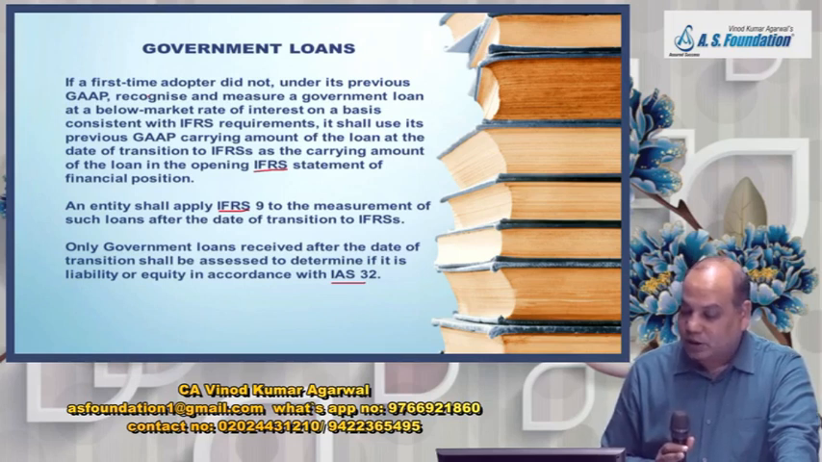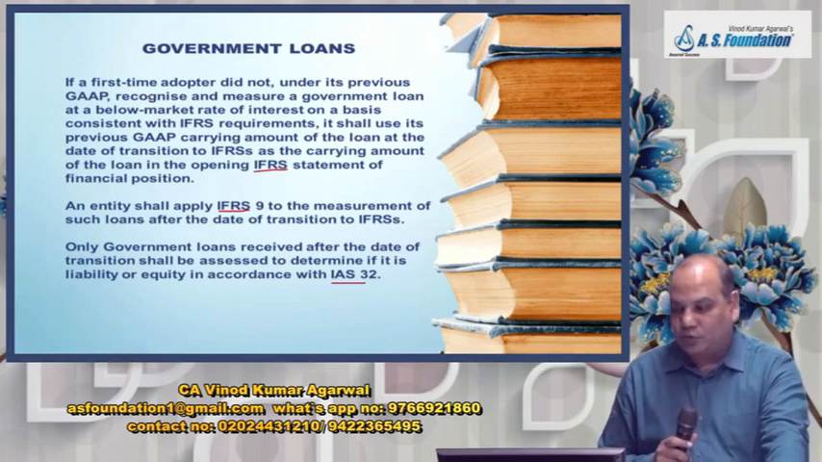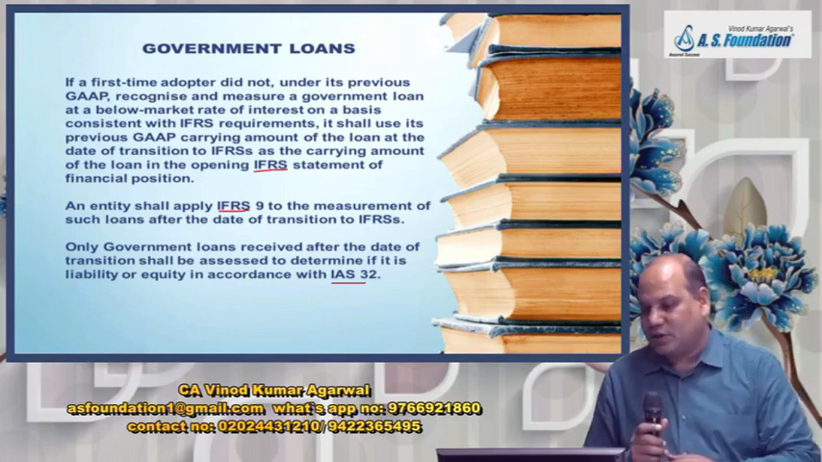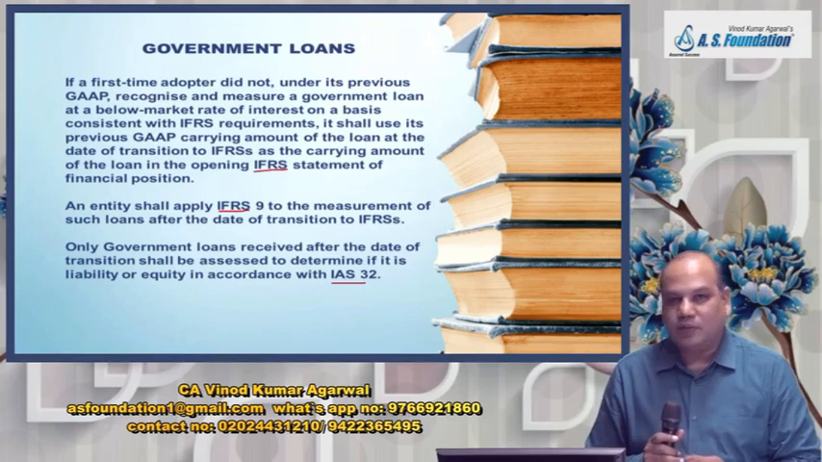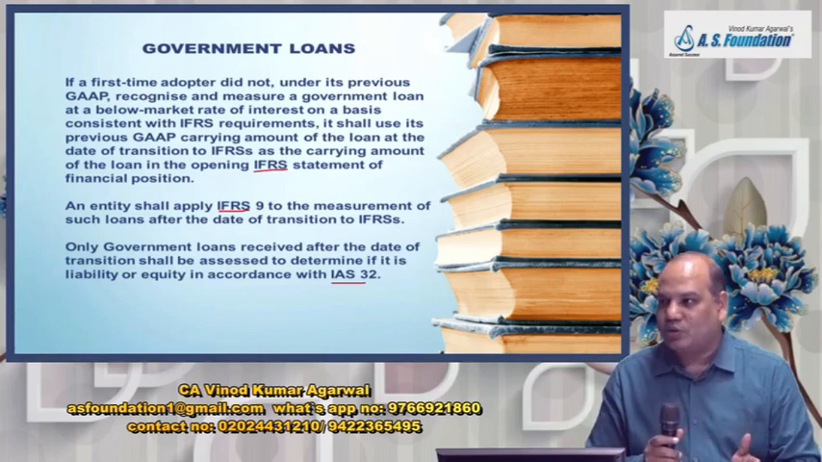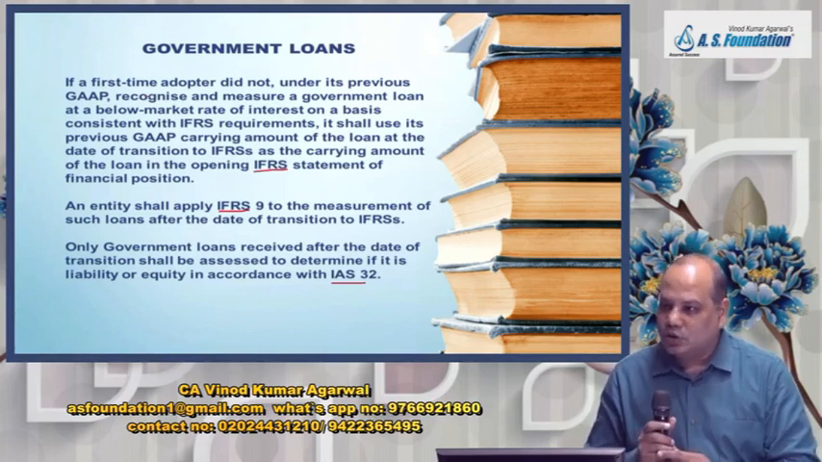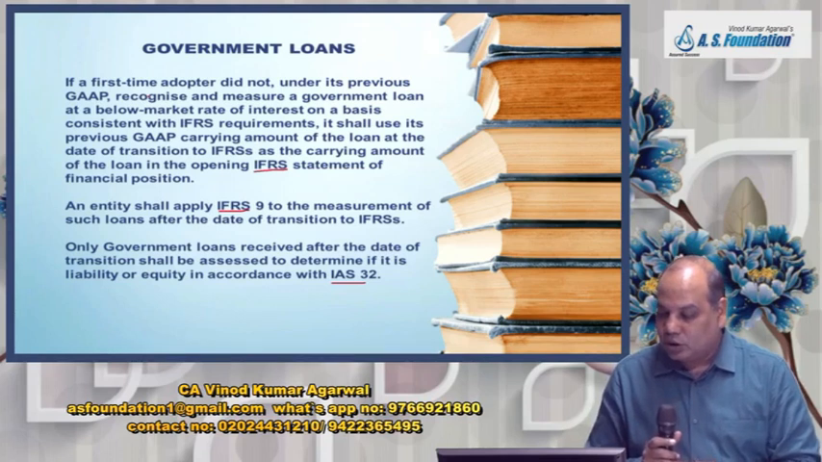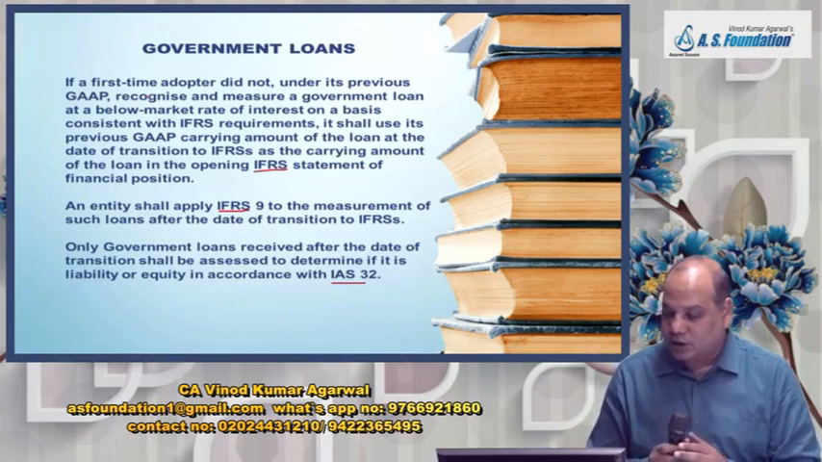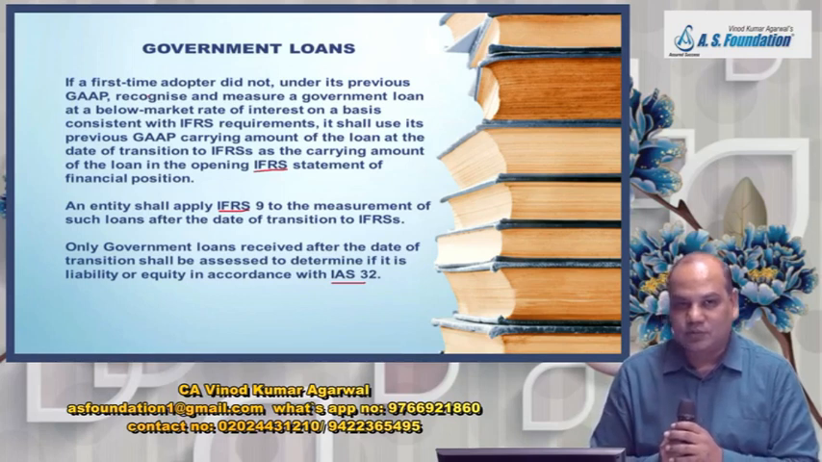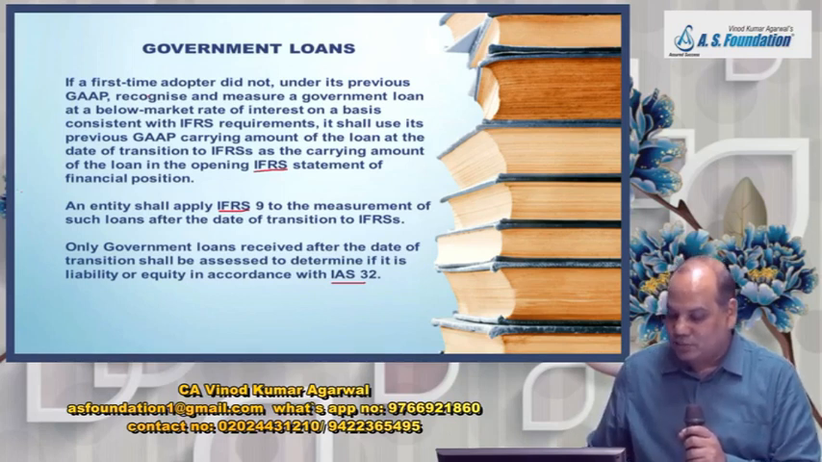An entity shall apply IFRS 9 to the measurement of such loans after the date of transition to IFRS. If you take another such loan, then IFRS 9 will apply. You will calculate the fair value based on the market rate of interest. The difference between the actual loan and the fair value of the loan is government grant. Only government loans received after the date of transition shall be assessed to determine if they are liability or equity in accordance with IAS 32.